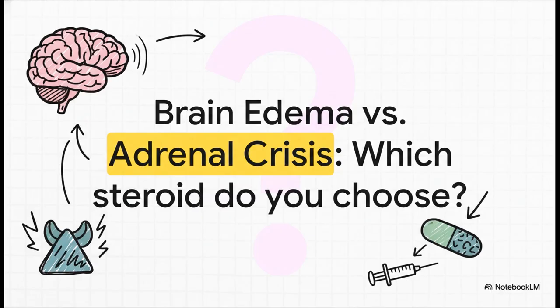Picture this. You've got two patients. One has swelling in their brain, cerebral edema from a tumor. The other is in a full-blown adrenal crisis. You know you need to give a steroid to both, but which one and why? By the time we're done here, you'll know exactly which one to grab, and you'll be able to explain exactly why you made that choice.